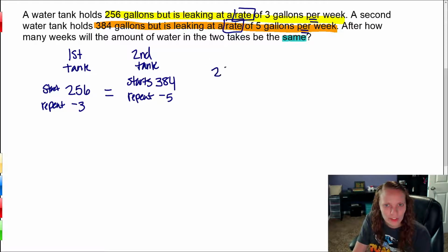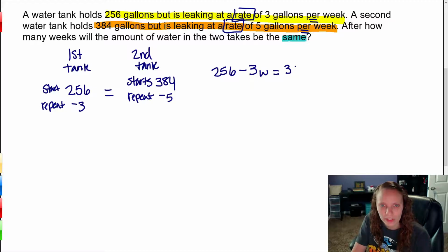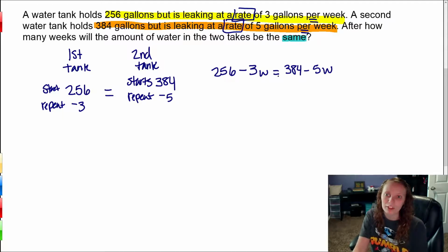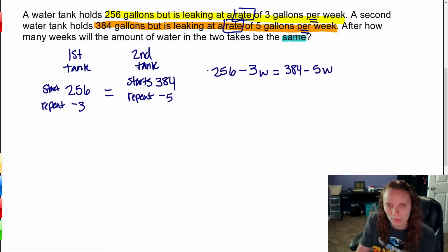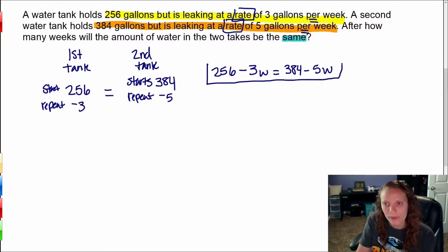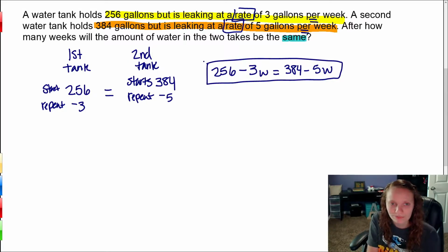So we're starting with 256. We're leaking at a rate of 3 gallons per week. So I'm going to use W for week. And then it's going to be the same as the second tank, which is starting with 384 and leaking at 5 gallons per week. And we're going to use the same letter because both represent weeks. And then again, we'll get to where we can solve for W and figure out how many weeks these tanks would have the same amount of water.